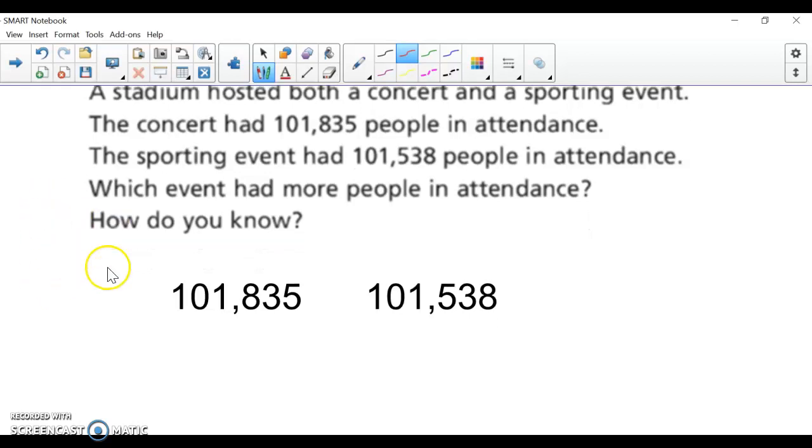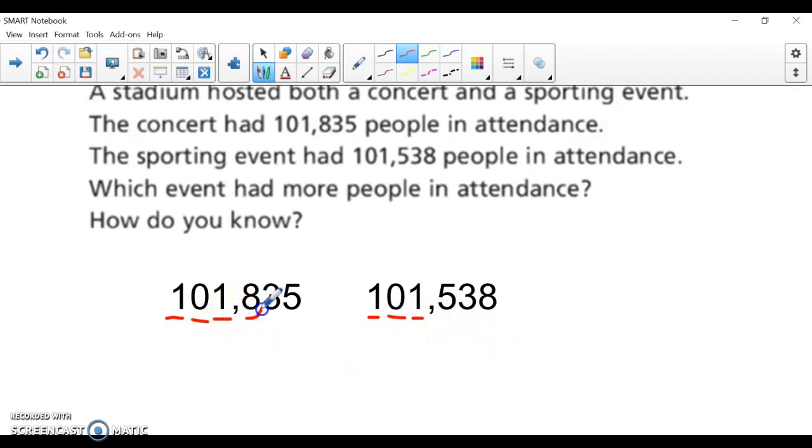Well, just like we've been doing, let's compare the place values, right? First of all, I'm going to double check. This number goes all the way out to 100,000. This number goes all the way out to 100,000. They are both 6 digits long. So let's now compare the largest place values. Starting in the 100,000s, I have a 1 and a 1, 0 and a 0. So far the same. 1 and a 1.